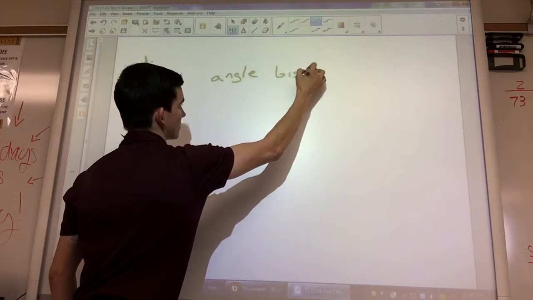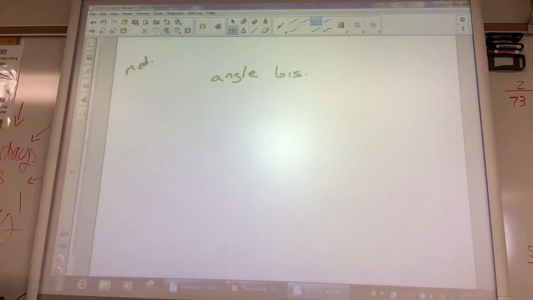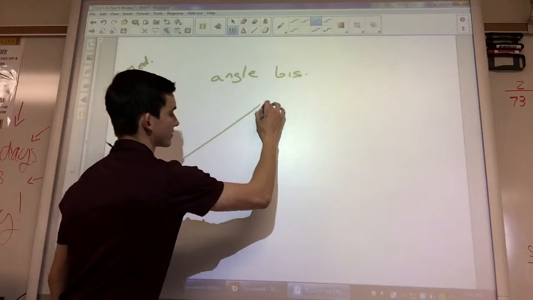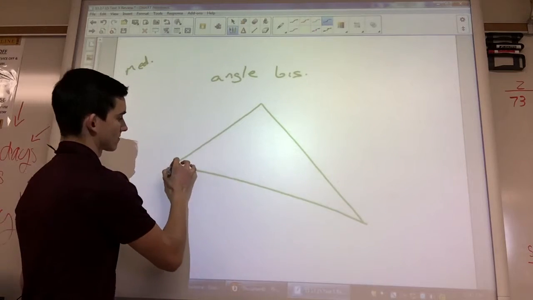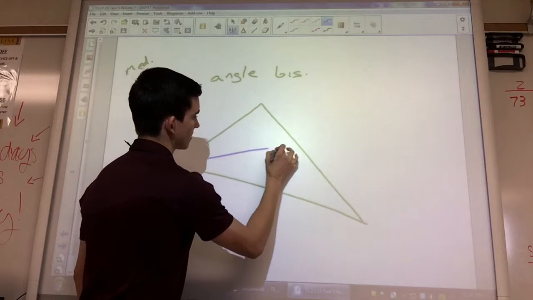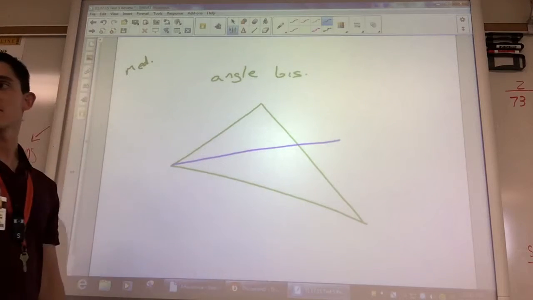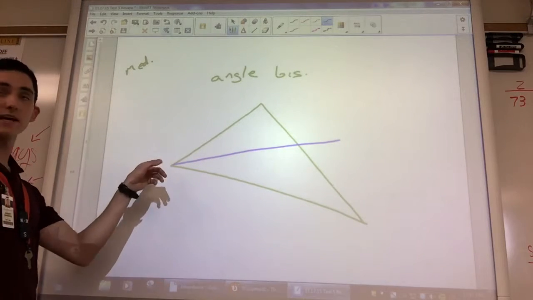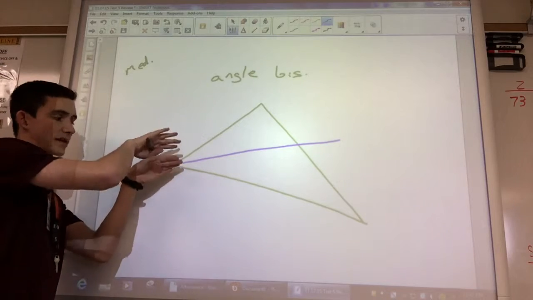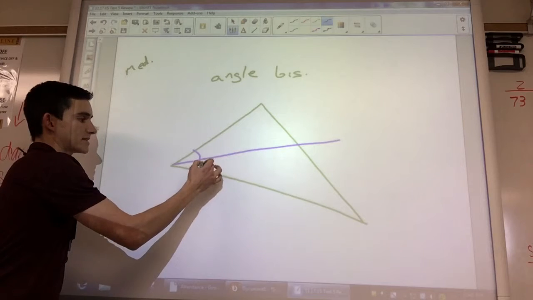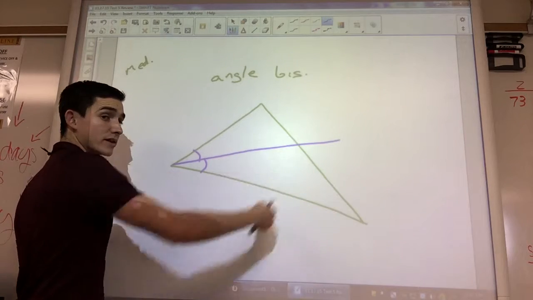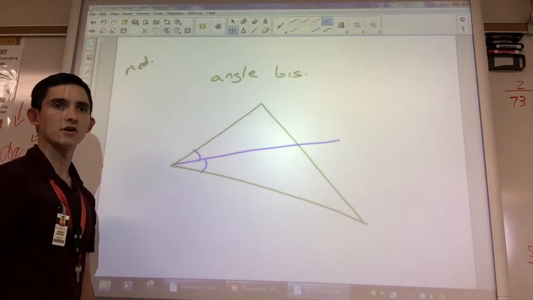Angle bisector. What an angle bisector does is it just simply cuts the angle in half. Nothing more. Right in the middle of the angle. It's an angle, and it's bisecting it. Does it have to be at a vertex? Yeah, because that's where the angle is, and it bisects the angle. So all it does is it bisects the angle. It could hit at the midpoint on the other side. It doesn't have to.